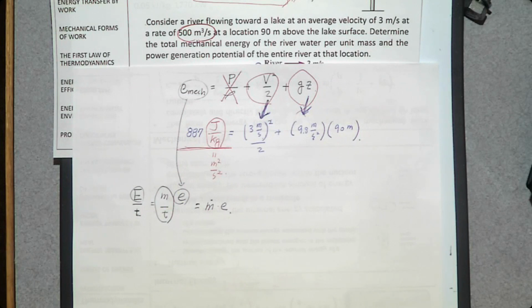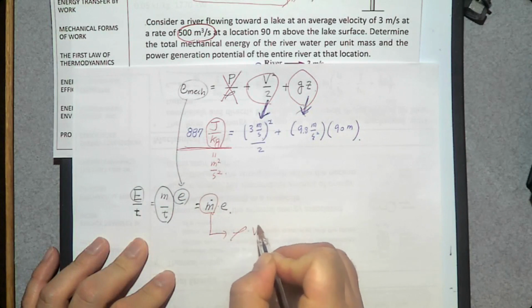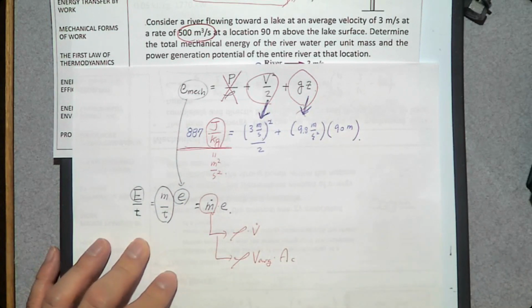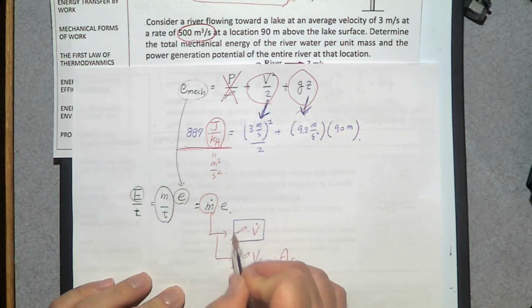So how do you determine m dot? There are 2 different ways. One is density times volumetric flow rate, or density times average velocity times cross-sectional area. So which one are we going to use? In this case, we know the volumetric flow rate, so I'm going to choose this one.